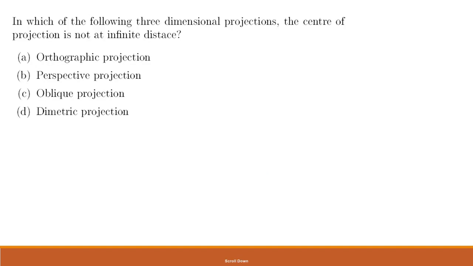Now let us see the next one. In which of the following three-dimensional projections is the center of projection not at infinite distance? Not at infinite distance means what? At finite distance. As you already know, in projection there are two types, parallel projection and perspective projection. So only in perspective projection the center of projection is not at infinite distance. So option B will be the correct option. In orthographic, the center of projection will be at infinite distance. Again, in the oblique and dimetric projection, the center of projection will be at infinite distance.